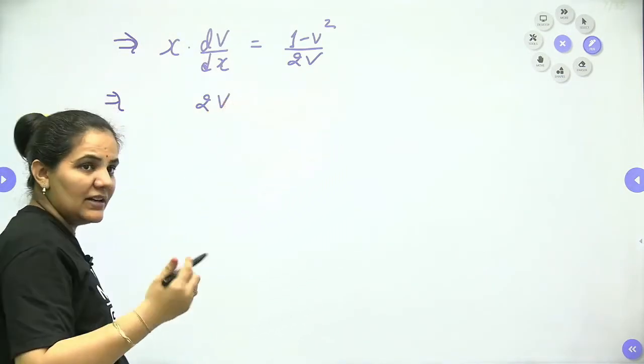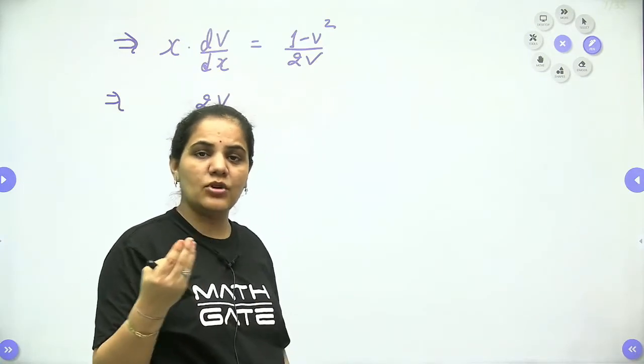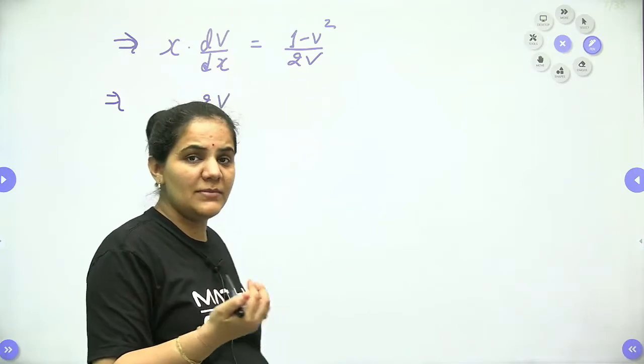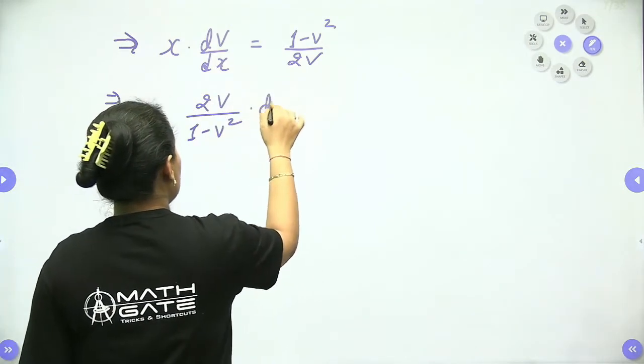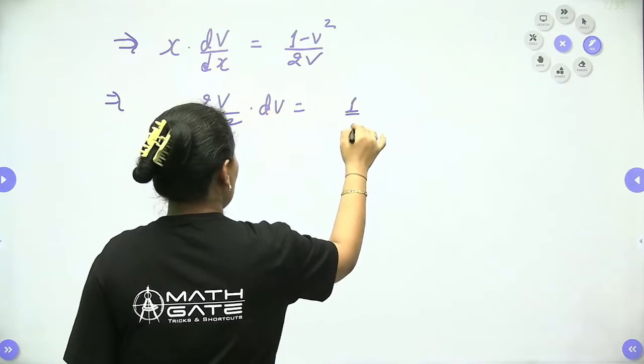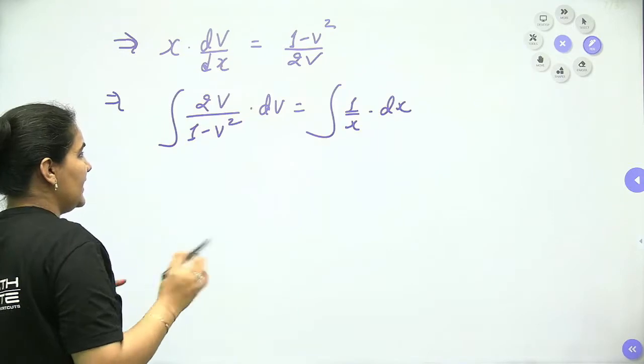Let's just arrange the things accordingly, means the terms of v will be together and the terms of x will be together. So it will be 2v by 1 minus v square, dv is equals to 1 by x into dx, dear students. Let's integrate it together, right?